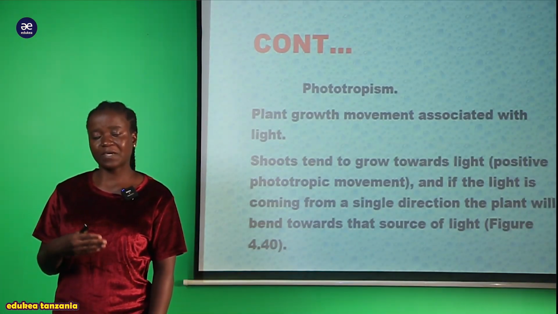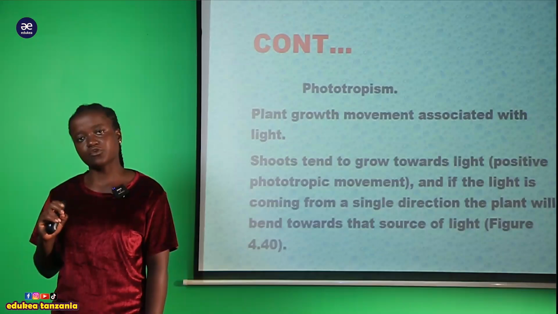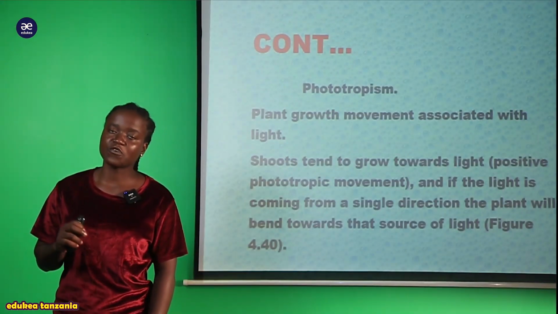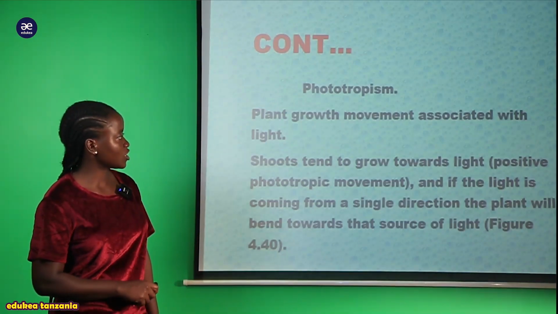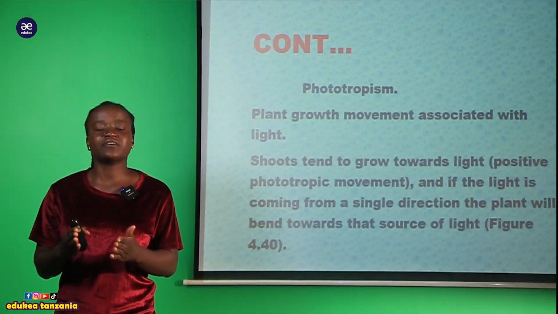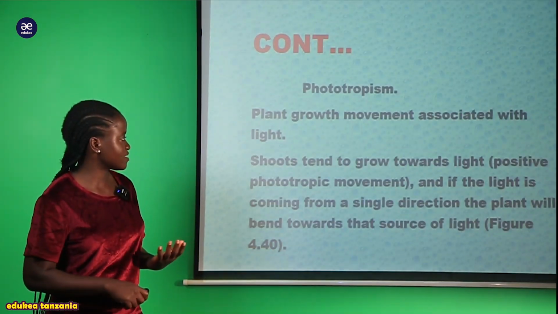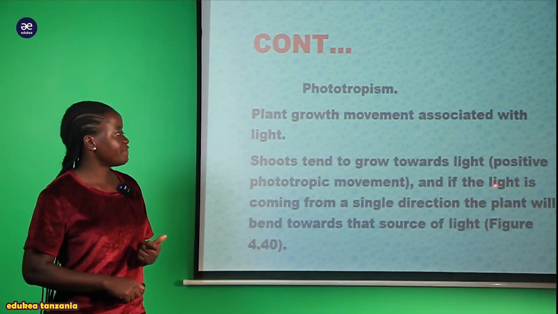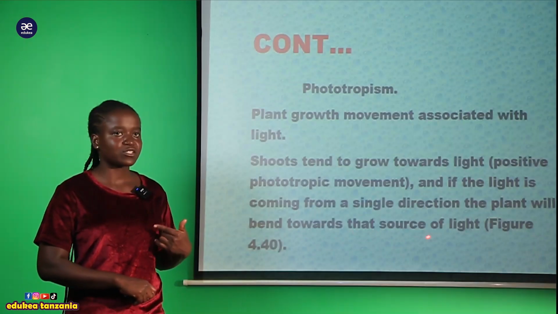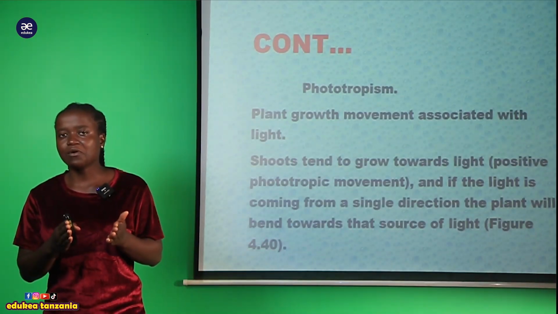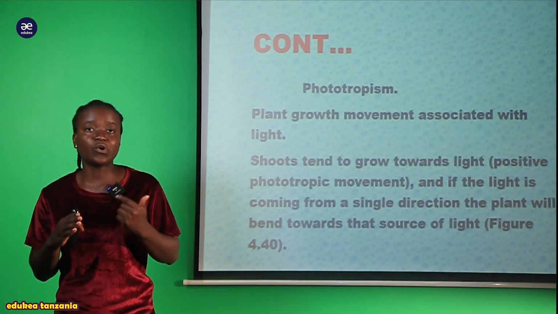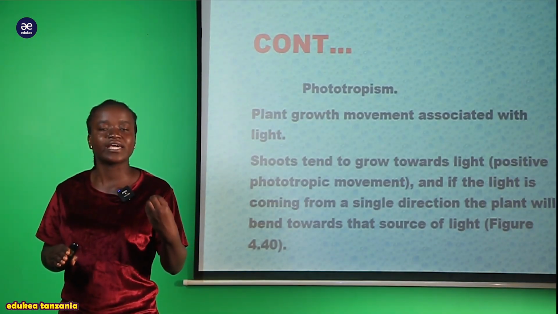So when we talk about phototropic movement, we have two kinds: a negative phototropic movement and a positive phototropic movement. A positive phototropic movement is whereby a part of a plant moves in response to light. As you can see here, if light is coming from a single direction, the plant will bend toward the source of light. Sasa kama ule mwanga unakuja kwenye uelekeo mmoja, au let's say kwenye uelekeo wa dirisha, ule mmea utaenda kwenye ule uelekeo wa ile window.